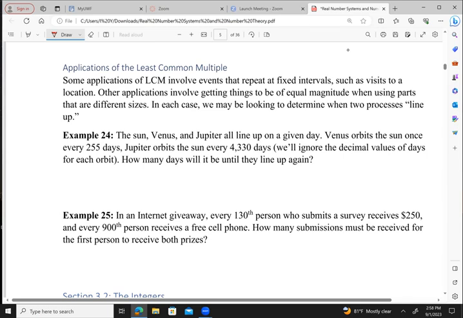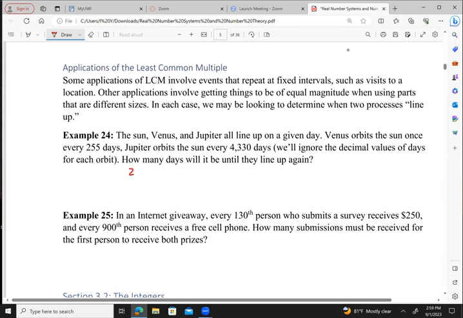So, the Sun, Venus, and Jupiter all line up on a given day. Venus orbits the Sun once every 255 days. Jupiter orbits the Sun every 4,330 days. We won't worry about decimal values of the days. How many days will it be until they line up? So I'm looking for the least common multiple again.